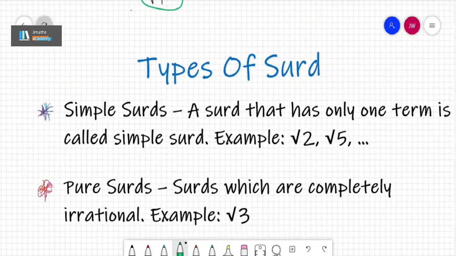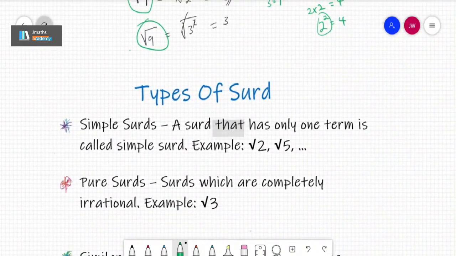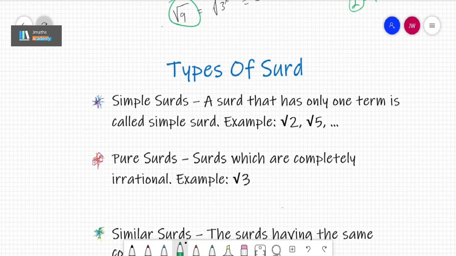Okay, let's go through the types of surds we have. First surd we have here is simple surd. A simple surd is a surd that has only one term. And here are some examples. We have root 2, root 5. Let me add more. Root 3, root 7, root 11, and so on. These are all simple surds.